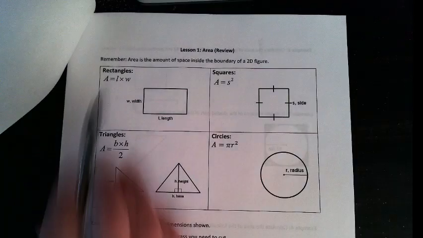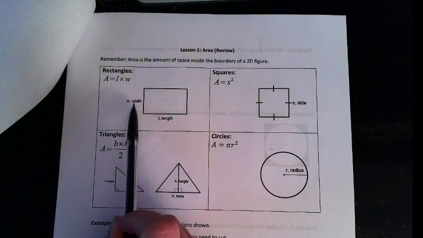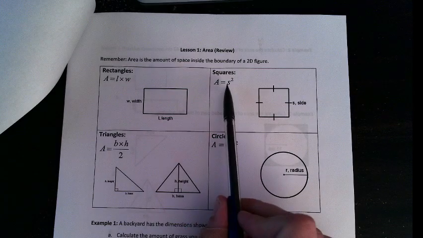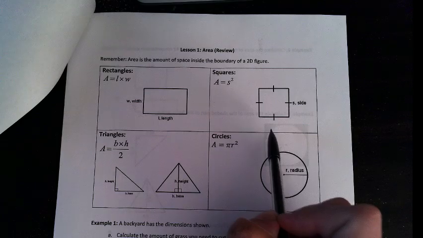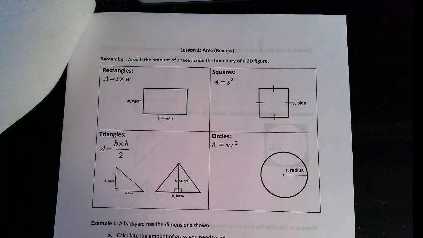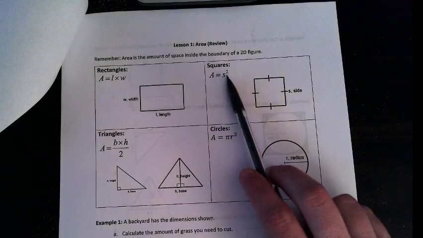So if we look at rectangles, remember the formula is that we're going to do the length times the width. And in a square, it's again the length times the width. But because the two sides are the same, your length and width are actually both equal. So it's the same as just doing the side times itself, or the side squared.